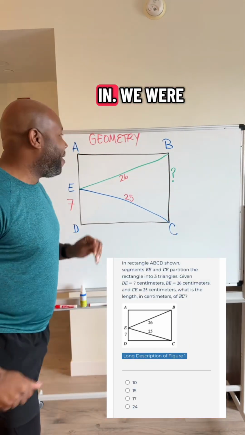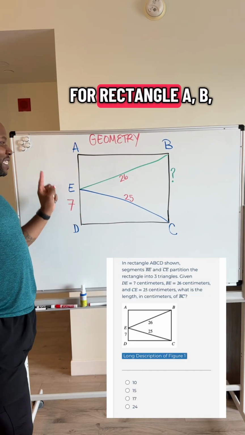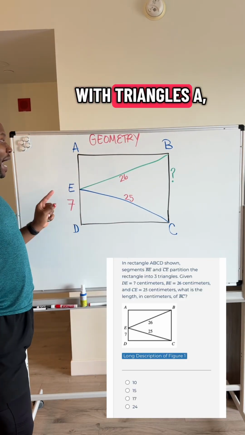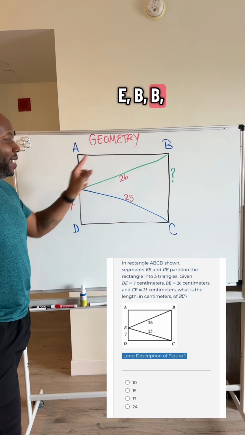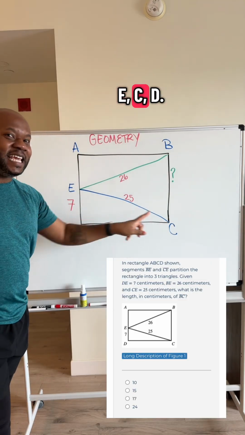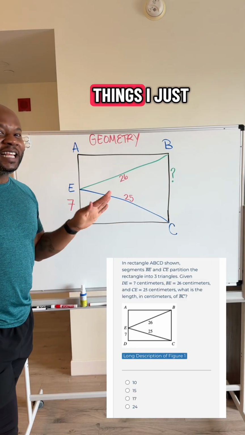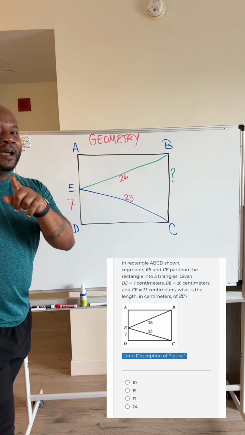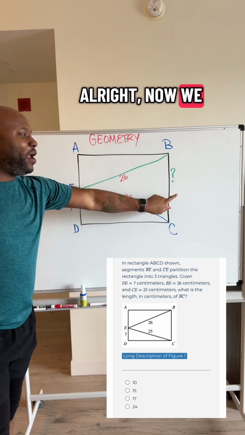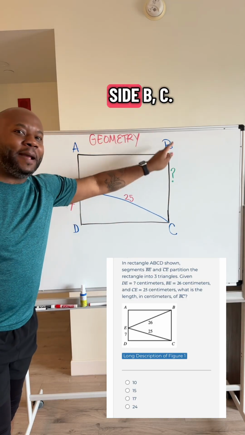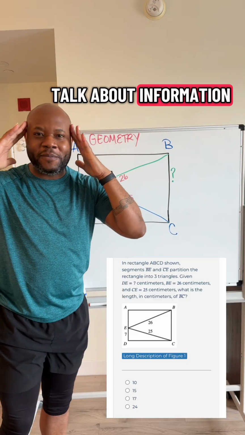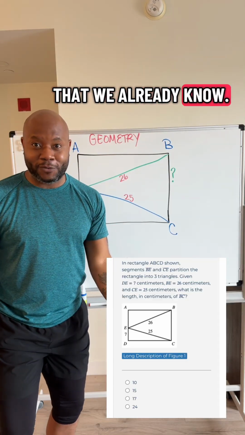Let's dig right in. We were given some information for rectangle ABCD with triangles ABE, BEC, and ECD. Take a moment and look over the things I just gave you. All right, now we are looking for side BC. Let's talk about information that we already know.